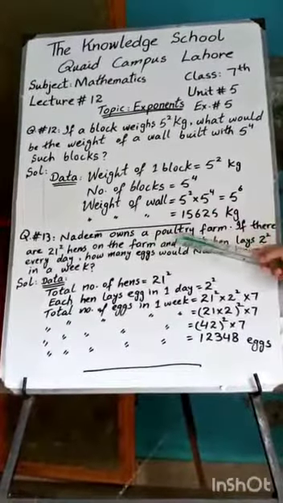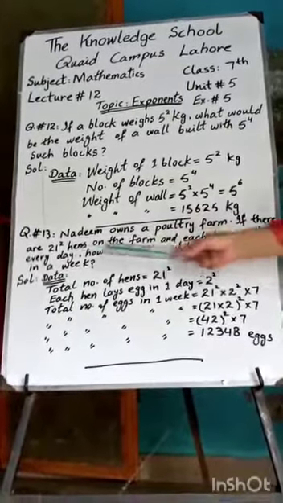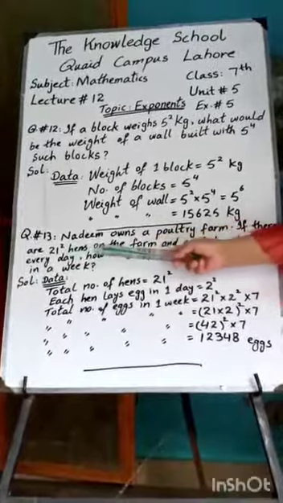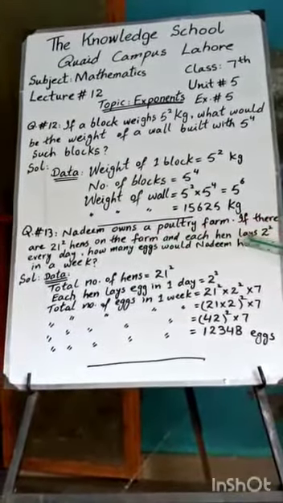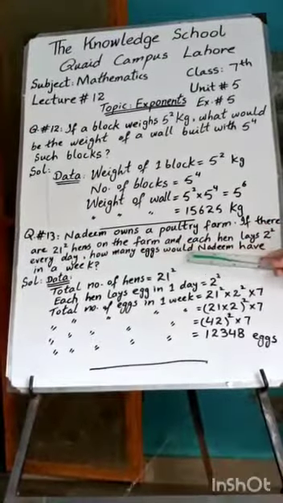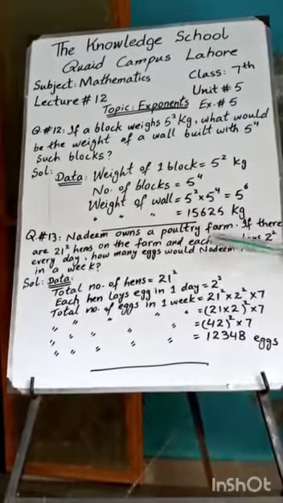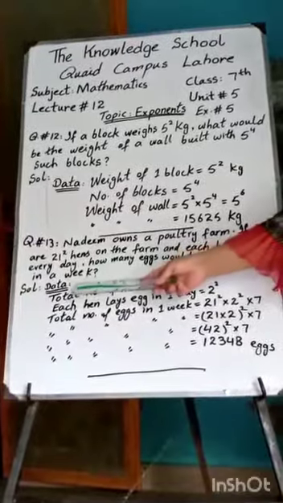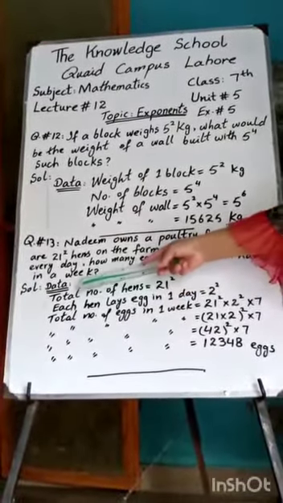Nadeem owns a poultry farm. If there are 21 square hens on the farm and each hen lays 2 square, every day how many eggs would Nadeem have in a week? For the solution students, we are writing first data.